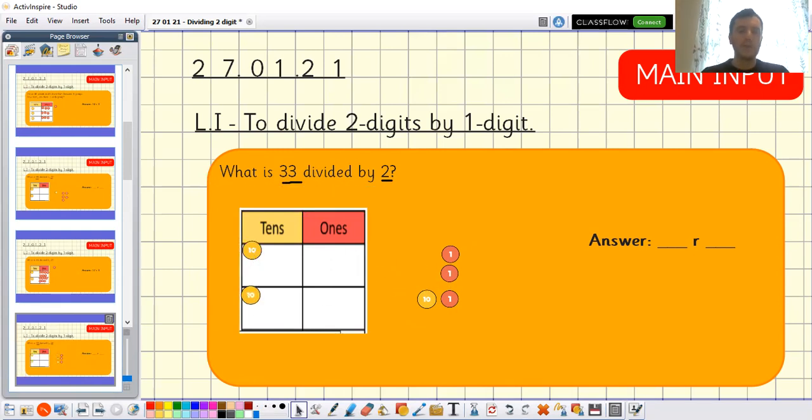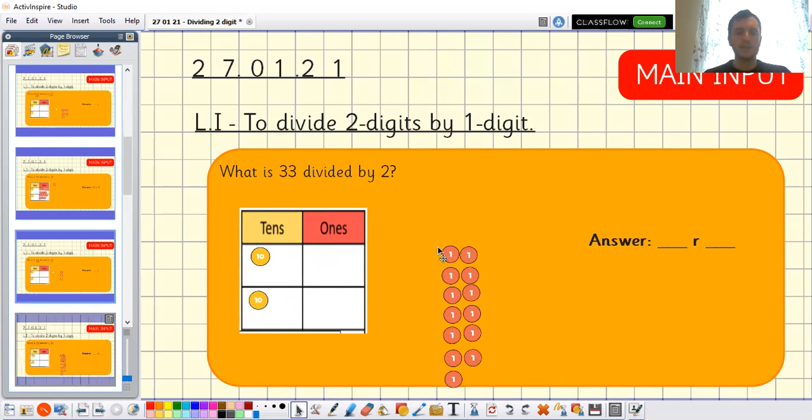1 10 in that group, 1 10 in that group. Again, I can't put this 10 in here. I can't pop it in there. I need to regroup it into 10 extra 1s. I've got those now. I've now got 13 1s, which I'm going to share between those 2 groups.